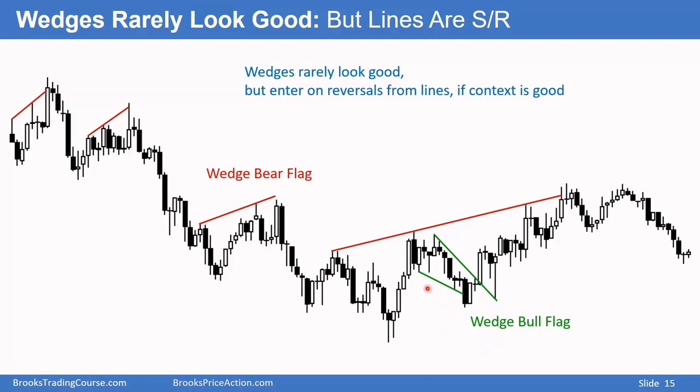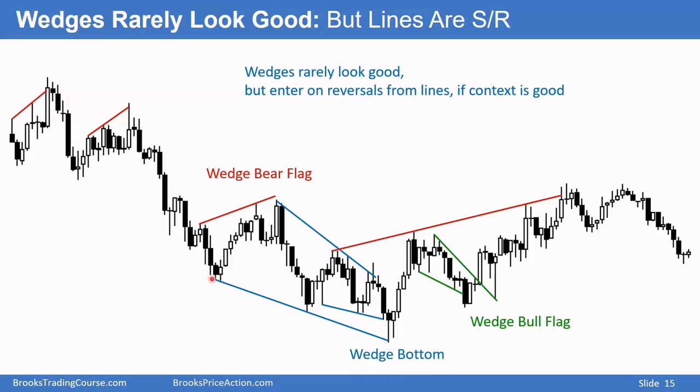The wedge bull flag does not look perfect, but traders bought the reversal up from the line. The market came back down and tested the top of the channel and reversed up again. So traders are paying attention to this as a wedge bull flag. Bull breakout, pull back to about 50%, 3 pushes down, 1, 2, 3, and then a reversal up.